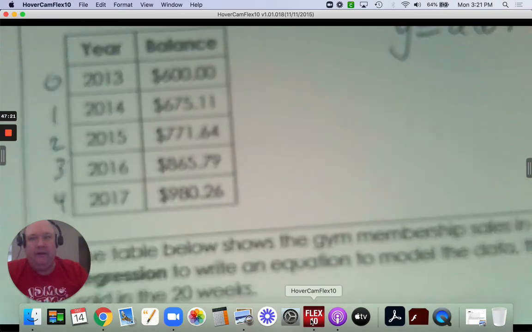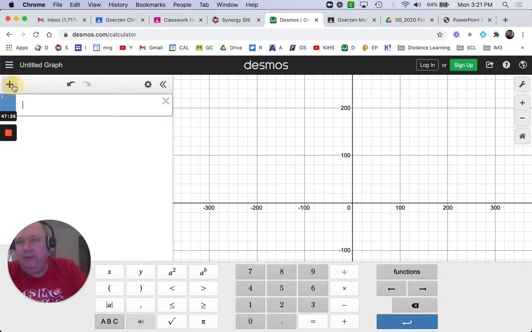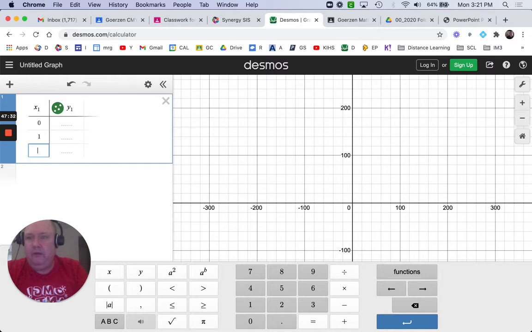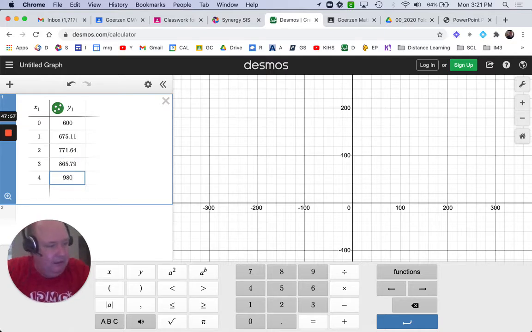All right, let's put that into Desmos as a table. So clear this, click the plus sign and table. In the first column, I'm going to put 0, 1, 2, 3, 4. In the second column, the money is $600. Don't put a dollar sign. 675.11, 771.64, 865.79, 980.26. All right, so we have a table.